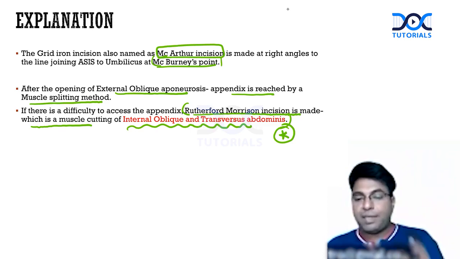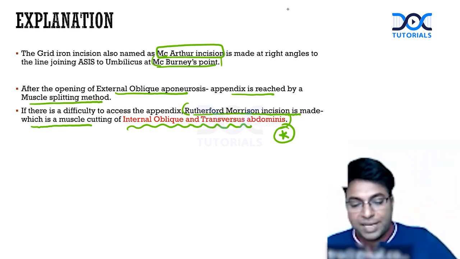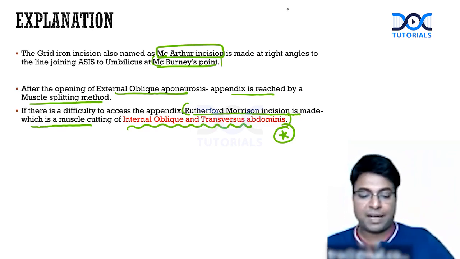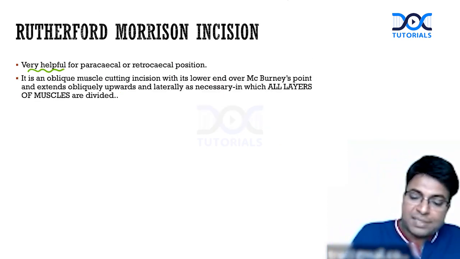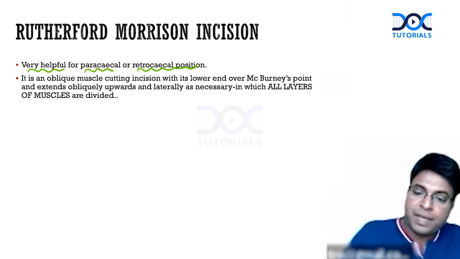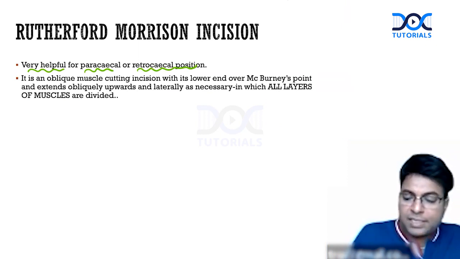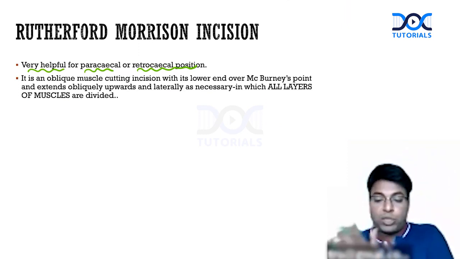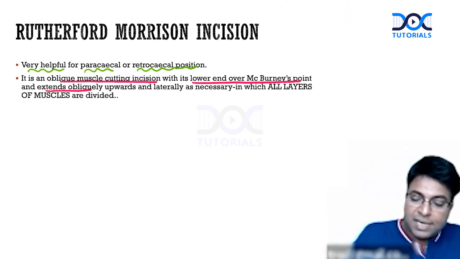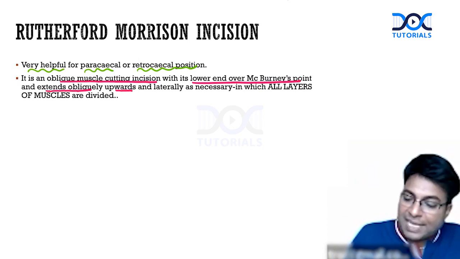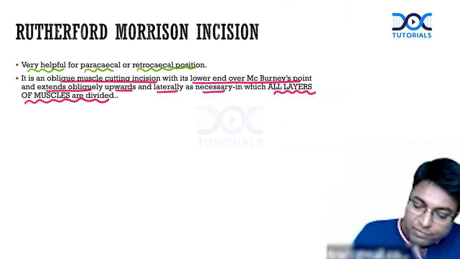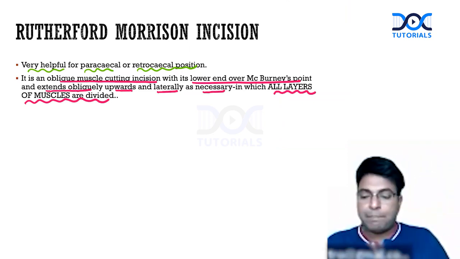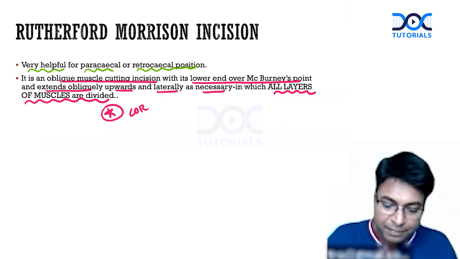At the same time, he forgot to read another line in Bailey and Love. That is the last line in the same paragraph. Rutherford-Morrison incision is very helpful for paracecal and retrocecal position. It is an oblique muscle cutting incision with its lower end over the McBurney's point. It will not extend below the McBurney's point and only extends upwards and laterally as necessary, in which all layers of muscles are divided. This is another line from the same chapter, same paragraph. Actually, this is the correct line.